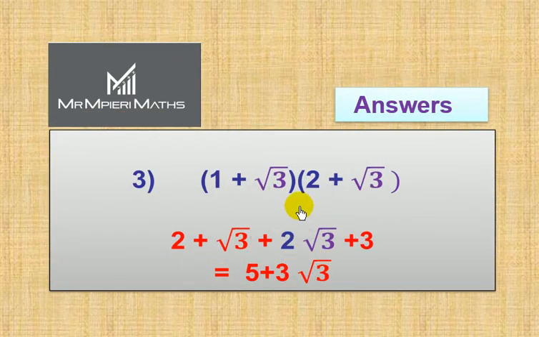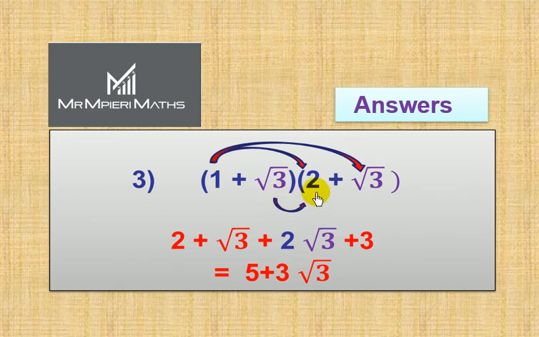Question 3, you're going to do the same multiplying, just like the way we multiply double brackets. So you multiply 1 times 2, that gives you 2. And then 1 times root 3, that's root 3. And then you're going to multiply this. Root 3 times 2 is 2 root 3. And root 3 times root 3 gives you 3. Then tidy the numbers: 2 add 3 gives you 5.